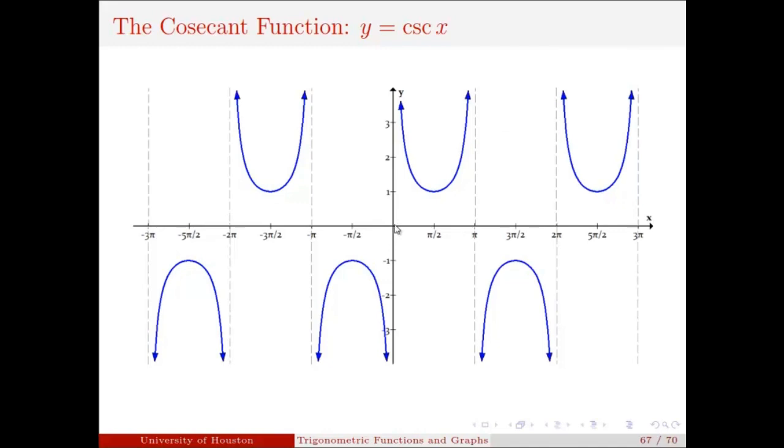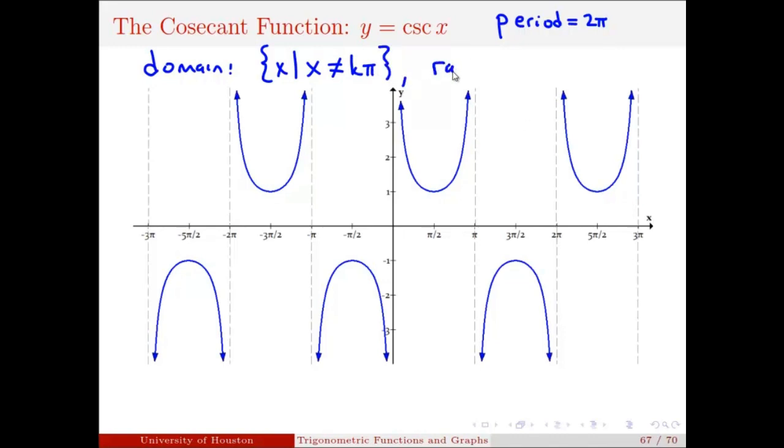Observe that cosecant of x has period 2 pi, its domain excludes all multiples of pi, and its range is the set of all real numbers between minus infinity and minus 1, union the real numbers between 1 and infinity.